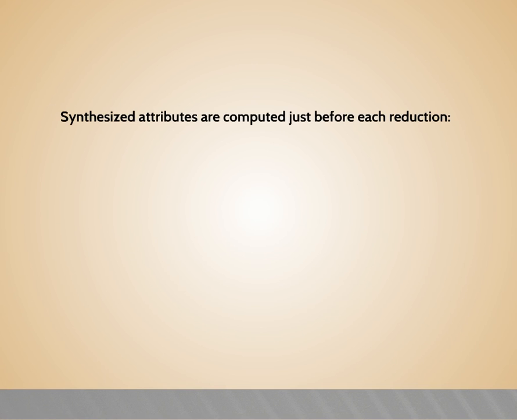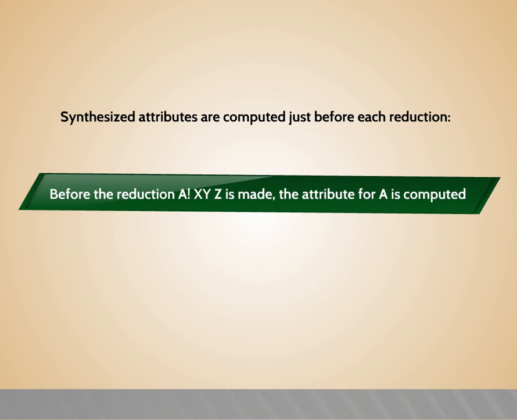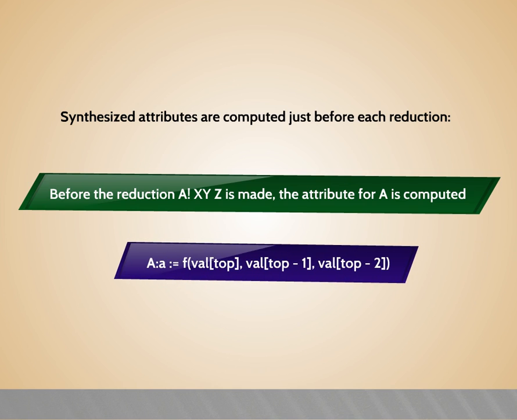Synthesized attributes are computed just before each reduction. Before the reduction A produces XYZ is made, the attribute for A is computed. A.val equals f of val[top], val[top minus 1], val[top minus 2].